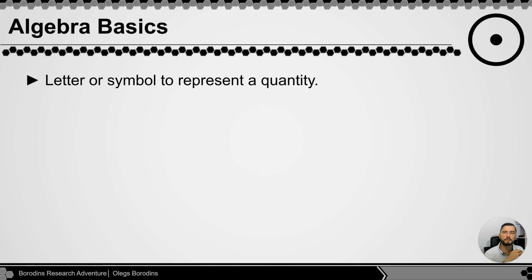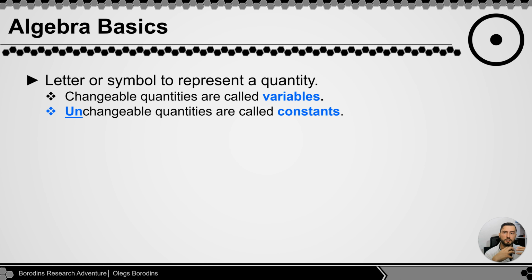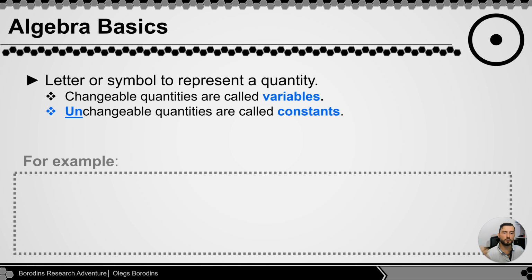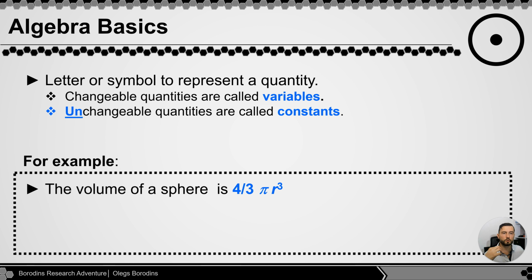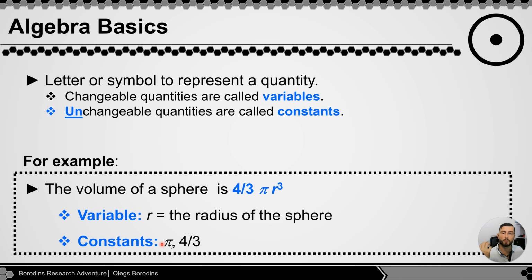We also can represent the quantity with a letter or a symbol, and here in algebra the quantities that are changeable are the variables, and the quantities that are unchanged are the constants. For example, let's take a simple example of how to find the volume of a sphere. To find the volume of the sphere, we all know we need 4/3 times pi times cubic r. And the variable here is r, and the constants here are pi and 4 divided by 3. Very simple.